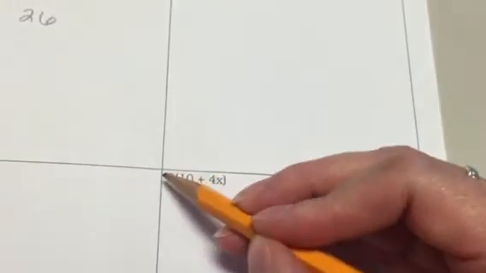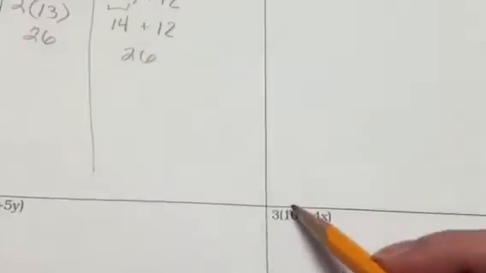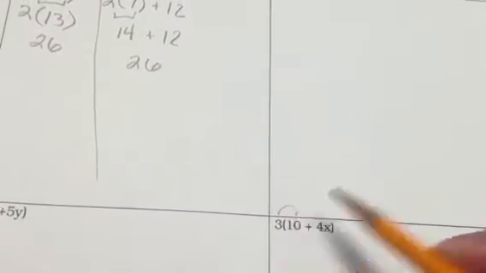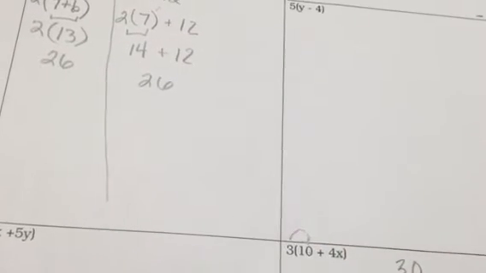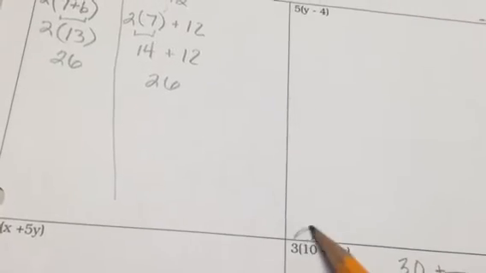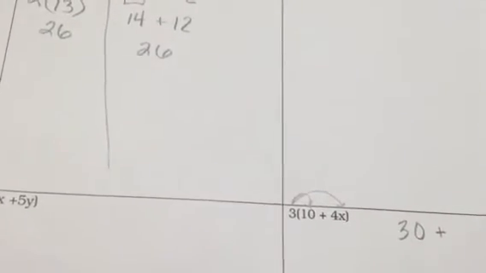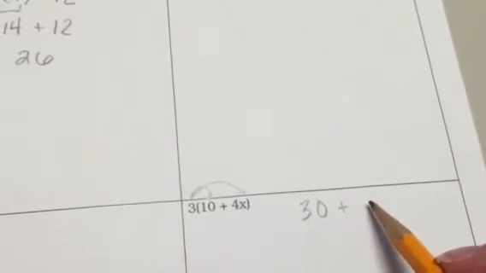Let's see, I'm going to skip down. I think I'm going to try this one right here. So if I distribute 3 times 10, I'm going to get 30. Bring over my operation. 3 times 4x is 12x.